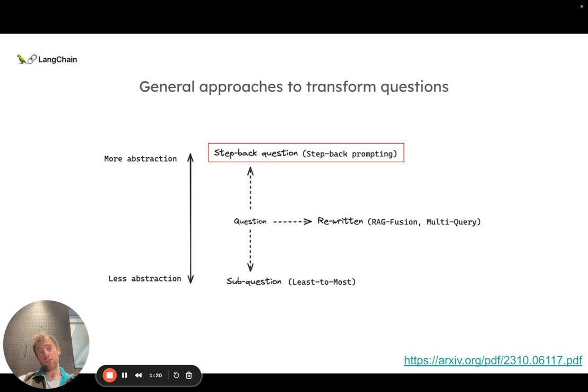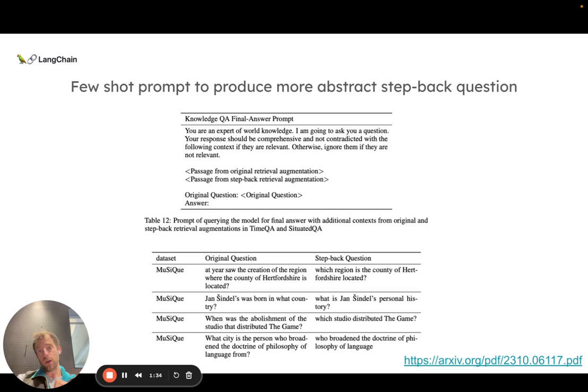Now, a different approach presented by, again, Google as well, is step back prompting. So step back prompting takes the opposite approach, where it tries to ask a more abstract question. So the paper talks a lot about using few shot prompting to produce what they call these step back or more abstract questions. And the way it does it is it provides a number of examples of step back questions given your original question. So for example, for the prompt template, you're an expert in world knowledge, I ask you a question, your response should be comprehensive, not contradicted with the following. And this is where you provide your original and then step back.